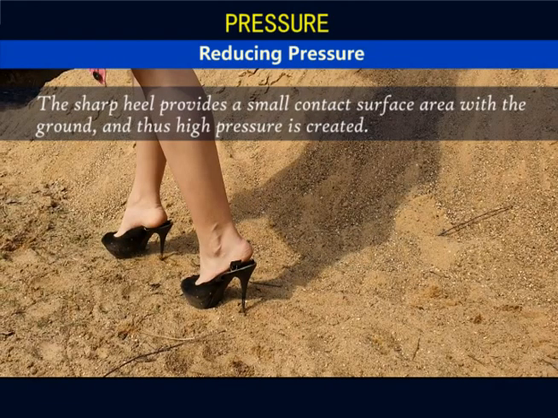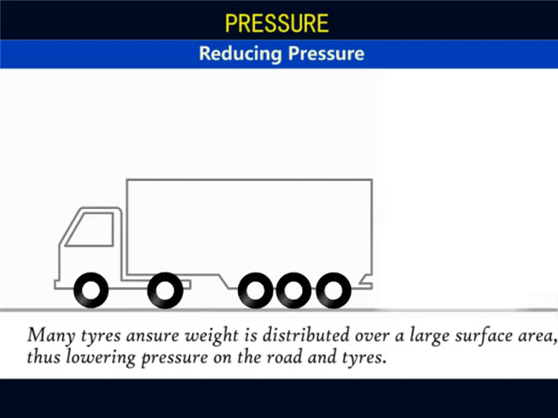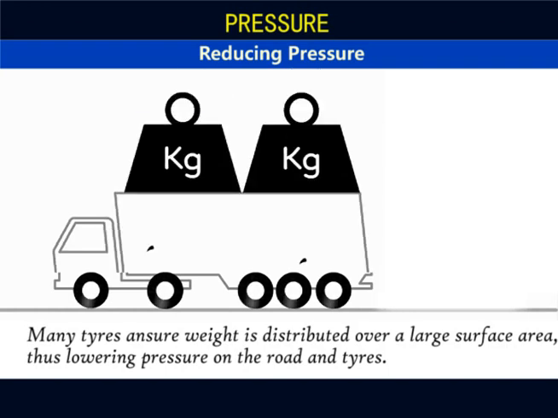This is why large trucks have very many tires, so that their weight can be distributed over a large surface area and thus reduce the pressure on the roads. So these trucks can carry very heavy cargo without damaging the roads or busting the tires.